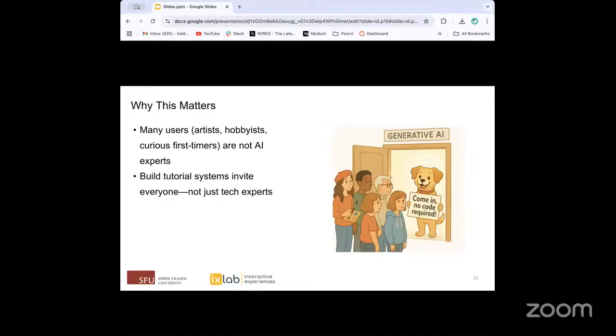And why do we want to do this kind of project? Because many of the people actually trying to use these tools could be creators, curious first-comers, beginners. They don't have any technical background, and they actually shouldn't need one. If generative AI image tools are meant to be used for creative expression, they should be approachable to the people who actually use them.